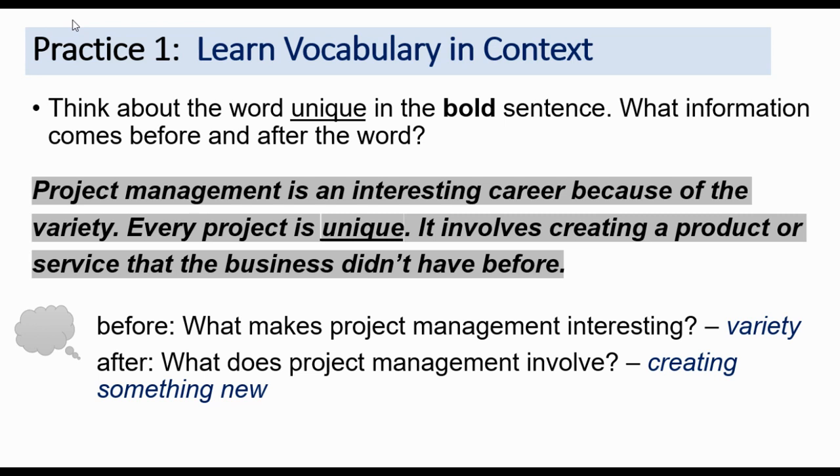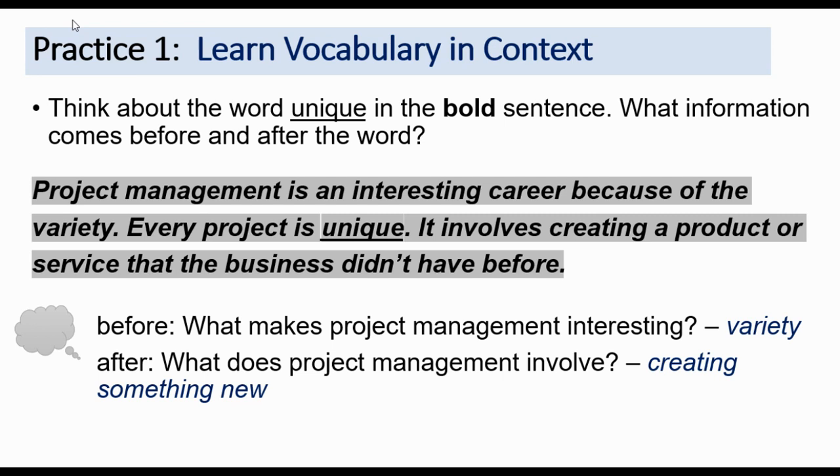So let's practice. Think about the word unique in the bold sentence. What information comes before and after the word? Okay, so before the sentence that says every project is unique, the author tells us what makes project management interesting, which is variety. And after the sentence with the word unique, it gives a definition of projects.